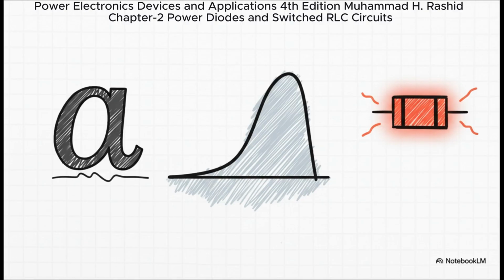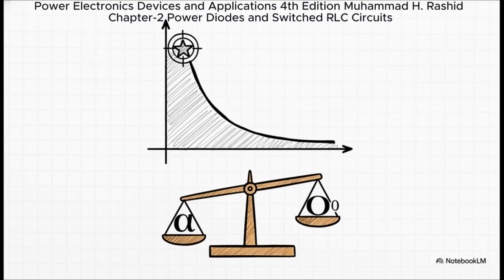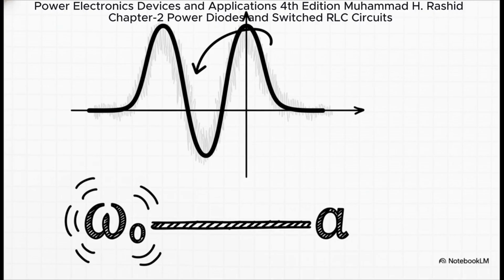No drama. Then you've got the critically damped case. This is where alpha and omega naught are perfectly balanced. This is the sweet spot. It's the absolute fastest way to get the response you want without any of that overshoot or ringing. It's the gold standard. And finally, there's the underdamped case.